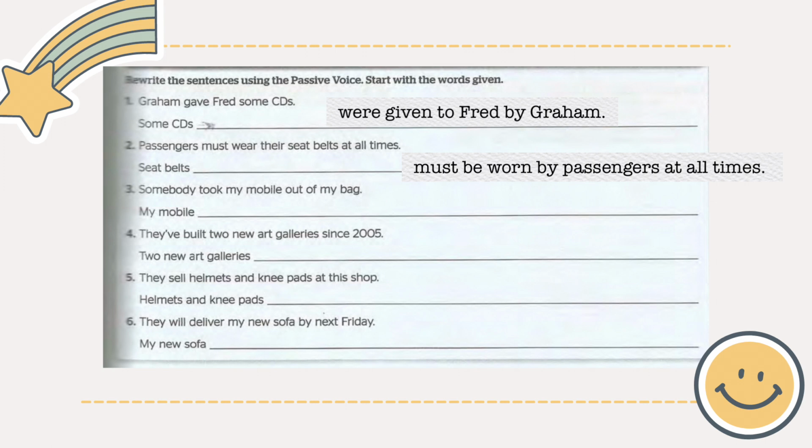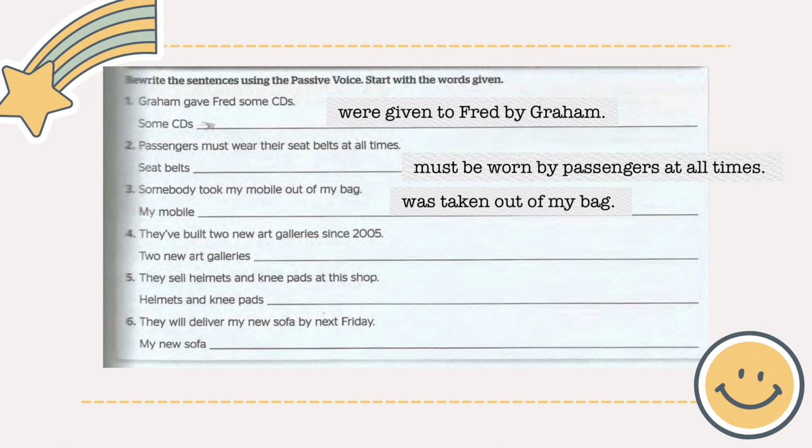Question number 3. Somebody took my mobile out of my bag. The verb is took. To change to the passive voice, we will start with my mobile because in active voice, my mobile is the object. So in a passive voice, it will become the subject. Therefore, the answer, my mobile was taken out of my bag. We are not putting by somebody because we don't know who did it.